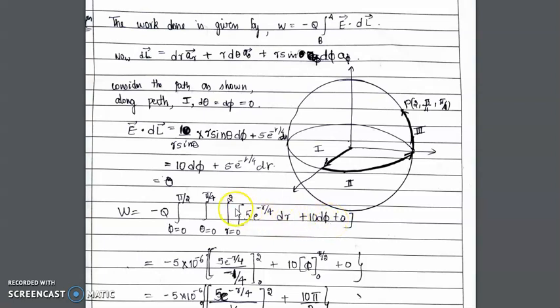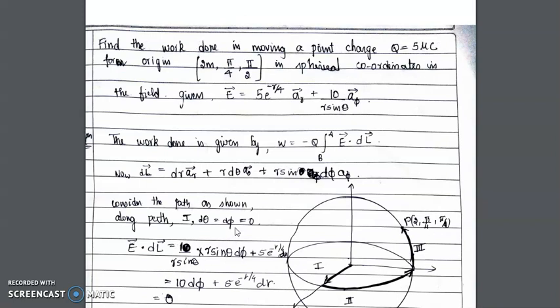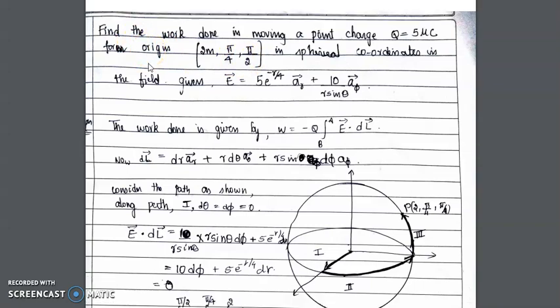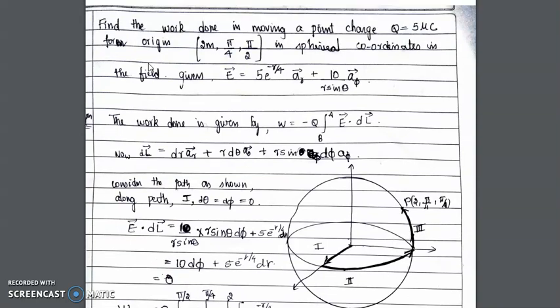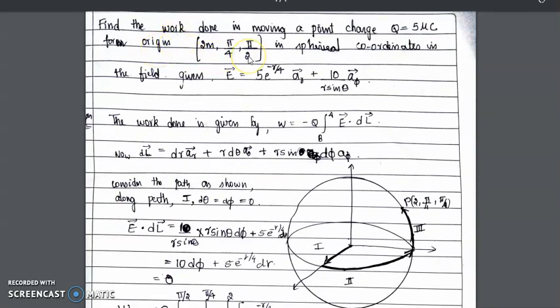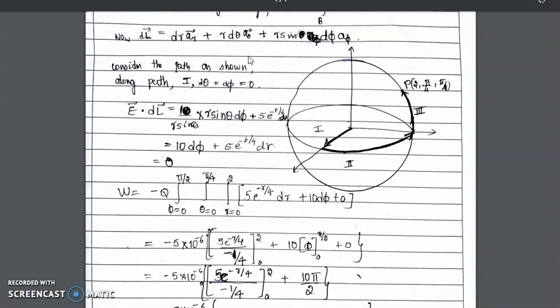The integration limits, from the coordinates, go from 0 to (2, pi/4, pi/2). So the r limit is from 0 to 2, and the phi limit is 0 to pi/2, and the theta limit is 0 to pi/4. But the theta term is 0, so there is no need to consider that. So we have only two integration terms.